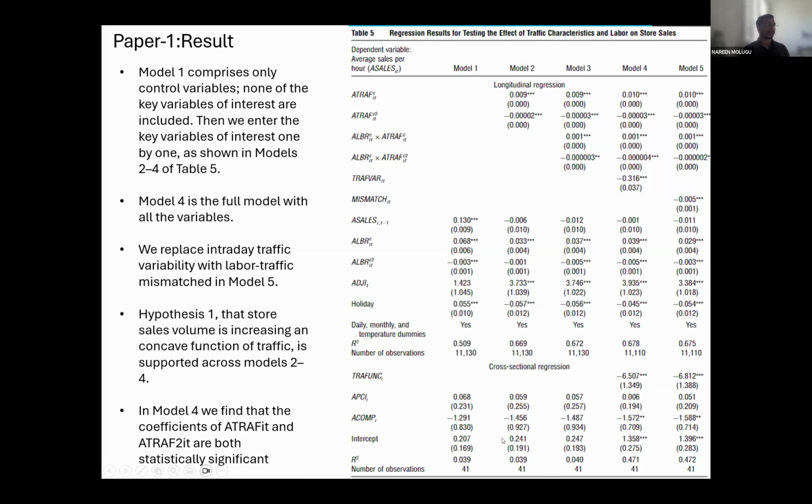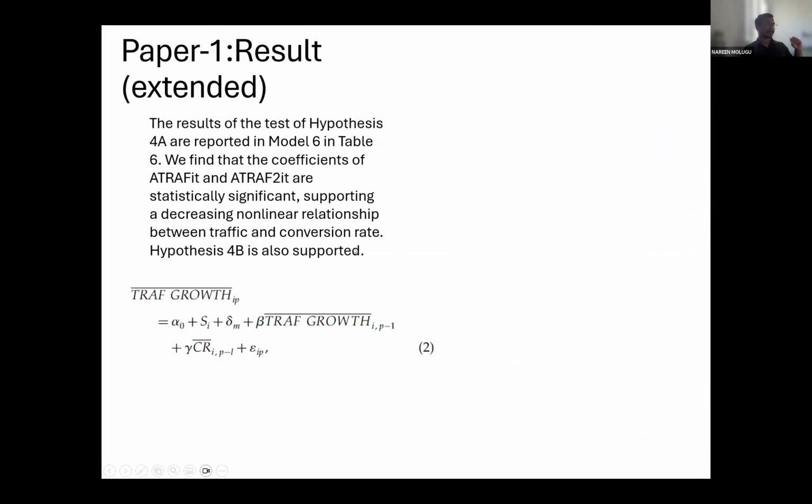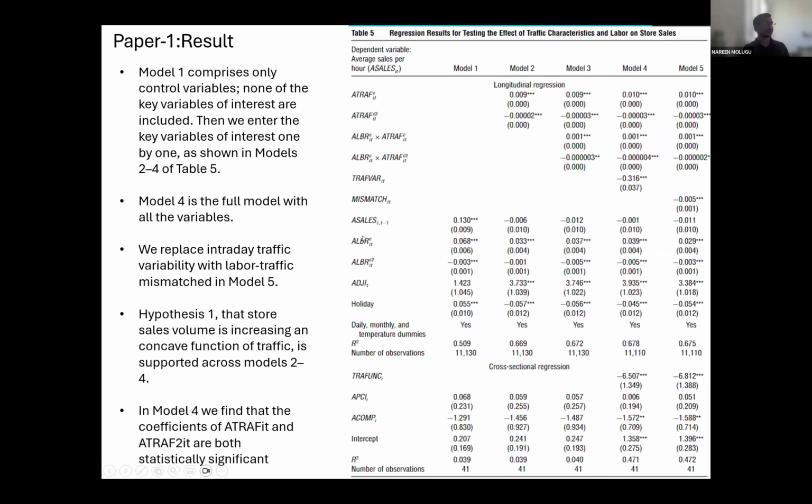And here, if we come down, we can also see how competition has a negative effect, and how APCI, the average per capita income, has a positive effect on our sales. And also the labor, which are these two rows, also have diminishing returns, which are concave, which have a concave effect on the sales.